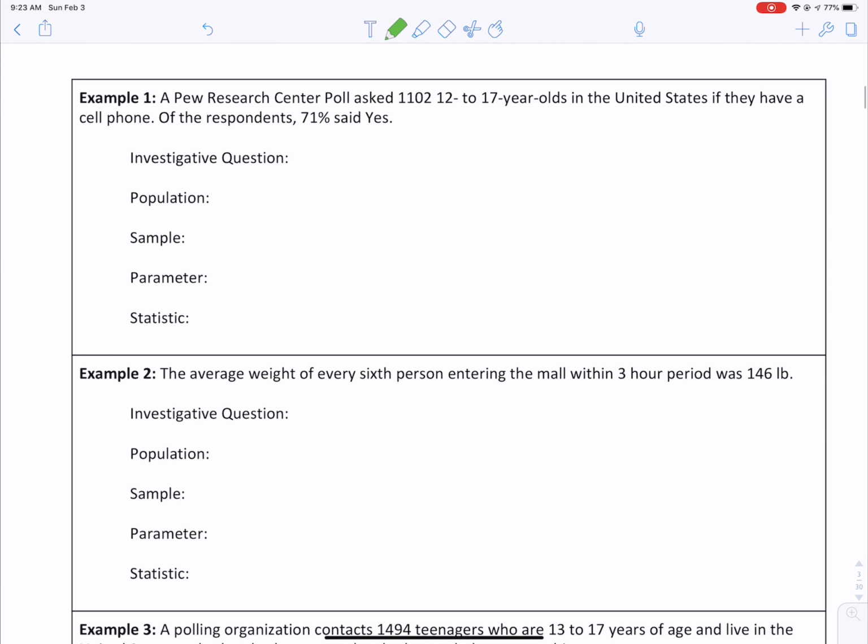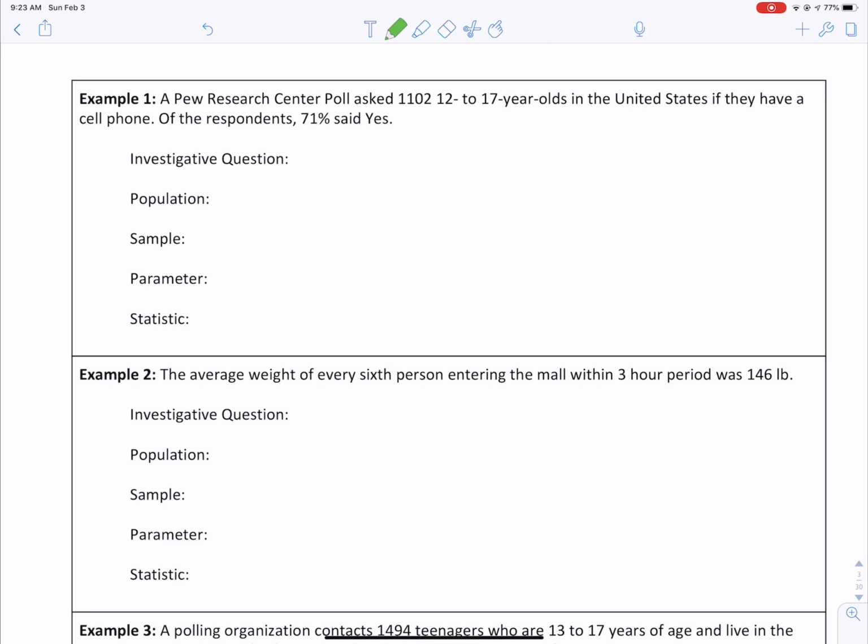All right, so let's look at some examples. Example 1 says a Pew Research Center poll asked 1,102 12 to 17-year-olds in the United States if they have a cell phone. Of the respondents, 71% said yes. So the investigative question would be, what percent? Because they gave us percent, we're looking for percent.